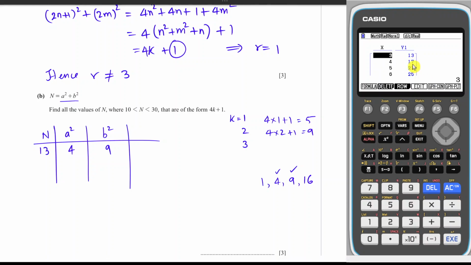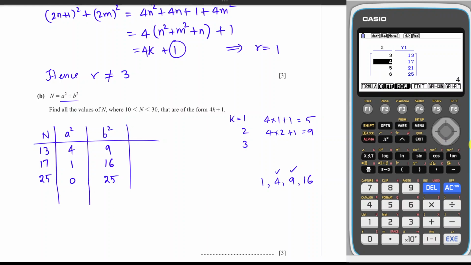When n is 17, you can see just by observation, this is 1 and 16. When n is 21, I think we may not get it because 1 plus 20, 4 plus 16, 9 plus 12, and then after that 16 plus 5, that will not work. So let's try 25. Yes, 25 we can take because one of the numbers can simply be 0. So 25 is 0 and 25.